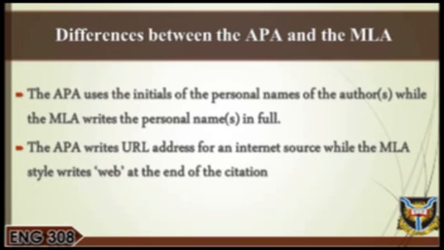Differences between the APA and the MLA. 1. The APA uses the initials of the personal names of the authors, while the MLA writes the personal names in full. 2. The APA writes the URL address for an internet source, while the MLA style writes web at the end of the citation.